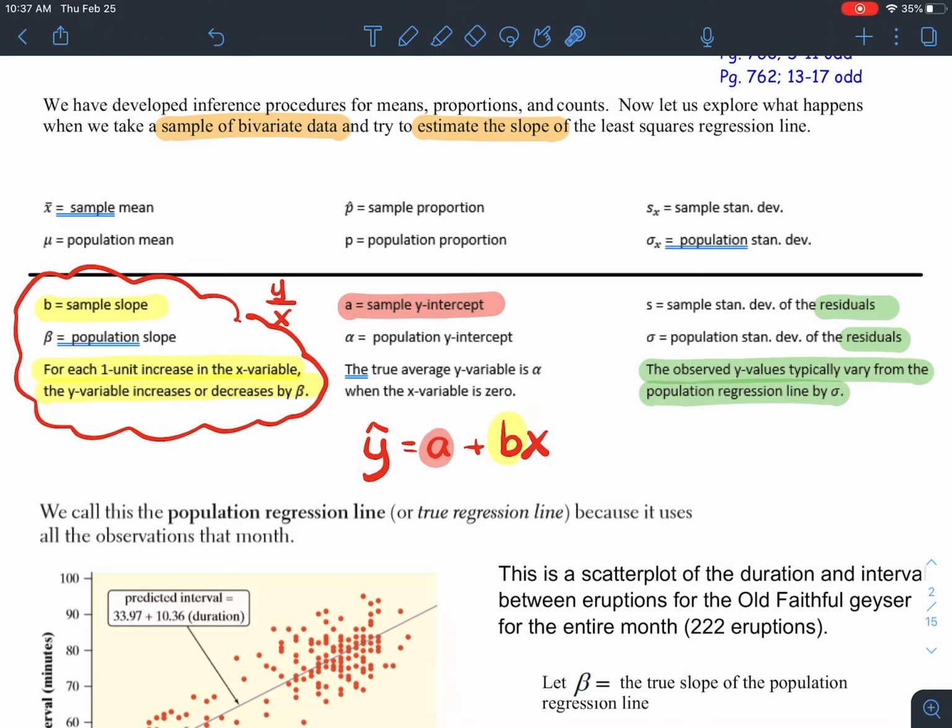Okay, now what we're going to assume we're looking at in this scatter plot is all the data points paired up for the entire month. So for the month, there were 222 eruptions, and this represents the population for that month. These are all of the eruptions paired up with the interval in between the next eruption.